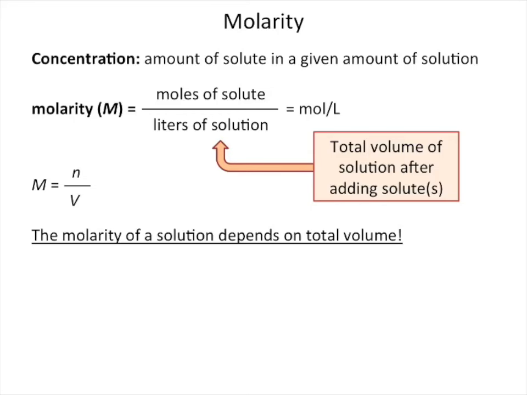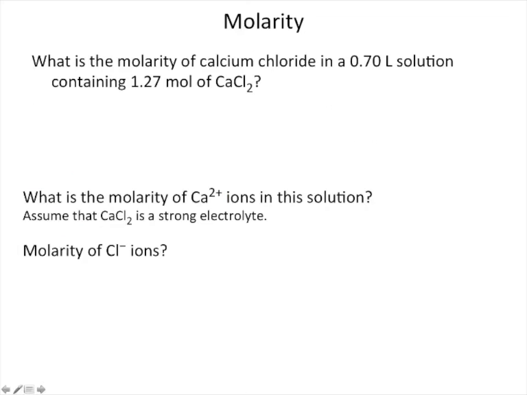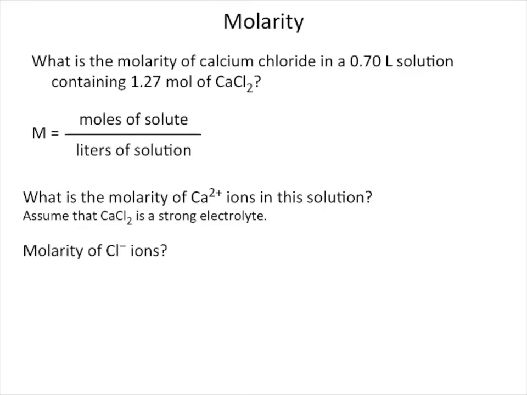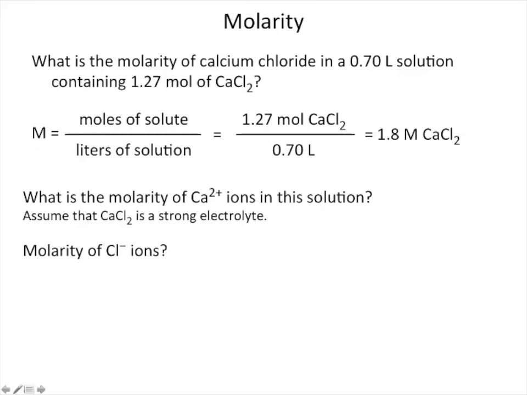And if you want a formula to describe molarity, you can say it's number of moles, lowercase n, over total volume V. So an example: what's the molarity of a calcium chloride solution where you have 0.7 liters total volume containing 1.27 moles of calcium chloride? Okay, so remember, molarity, capital M, is moles of solute divided by liters of solution. So we have the moles divided by the liters, and this equals 1.8 molar.